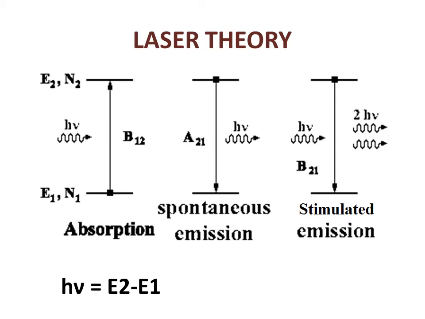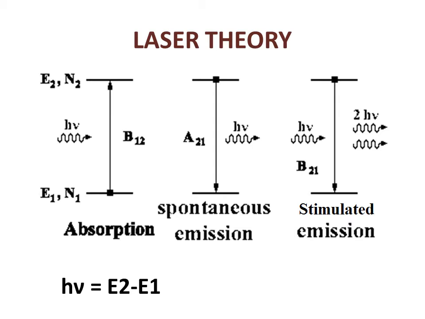The second one is spontaneous emission. An atom in the upper energy level will spontaneously de-excite without any triggering photon, and it will come down to the lower energy level and emit a photon of energy equal to h nu. The probability for this transition is given by A21, where A stands for the coefficient for a spontaneous process, a process which takes place without the presence of a photon, and 21 means that it is a transition from level 2 to level 1.